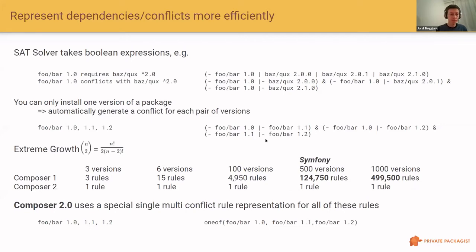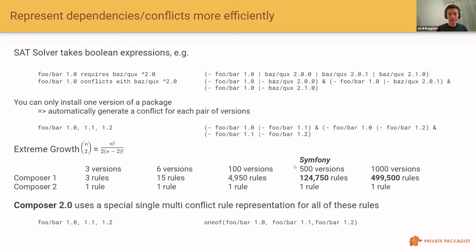The problem is that with 3 versions, as you see above, we get 3 rules, and that's fine. But this grows very, very quickly. If you look at 100 versions, you get 5,000 rules already. And then you go to packages like Symfony, where all the Symfony components, for example, have around 500 versions at this point.